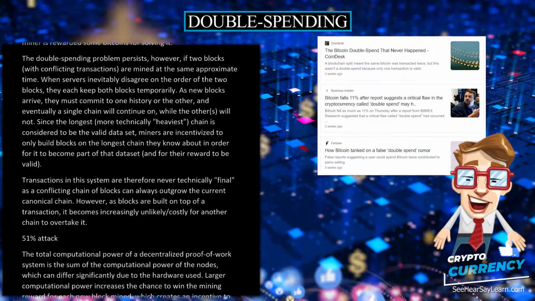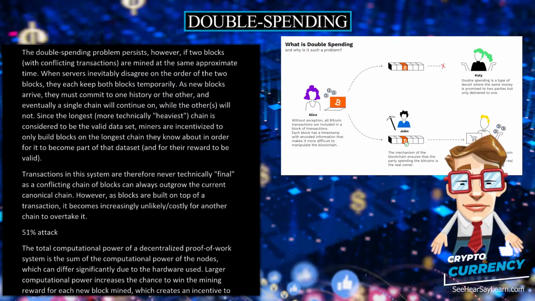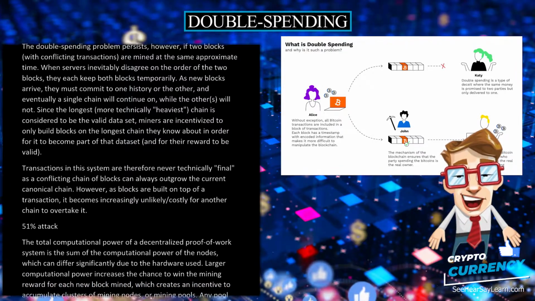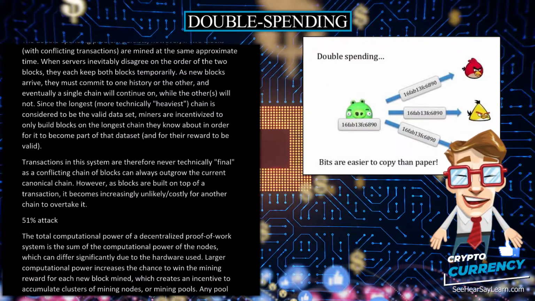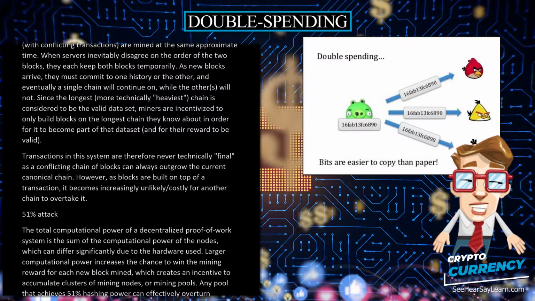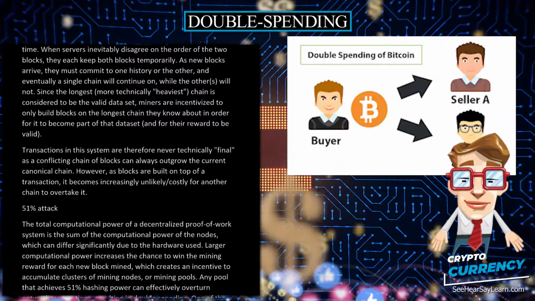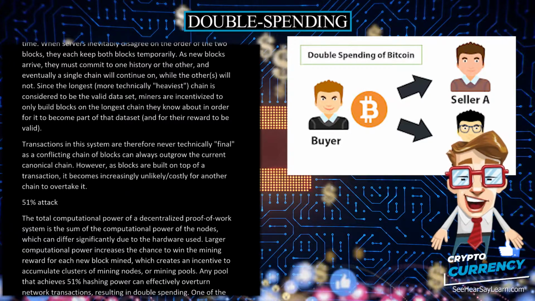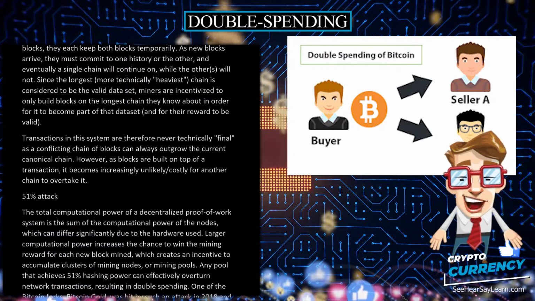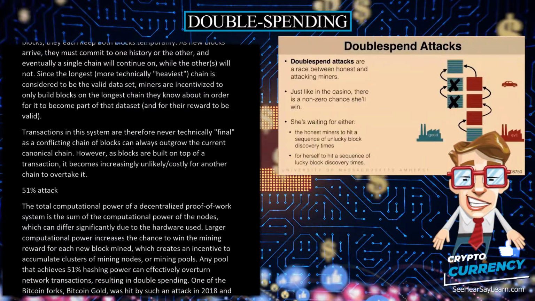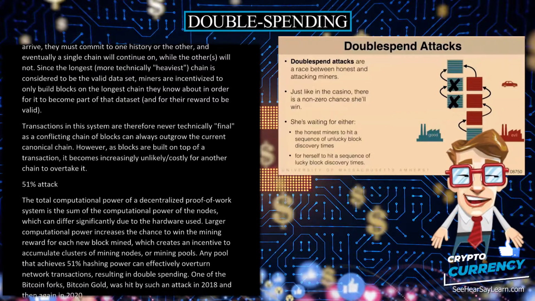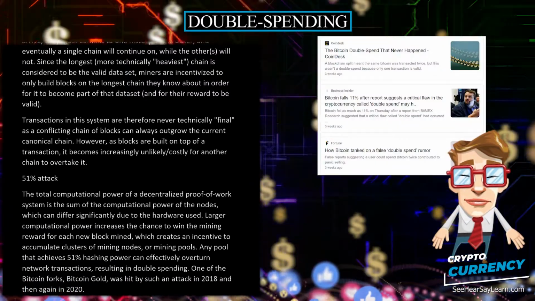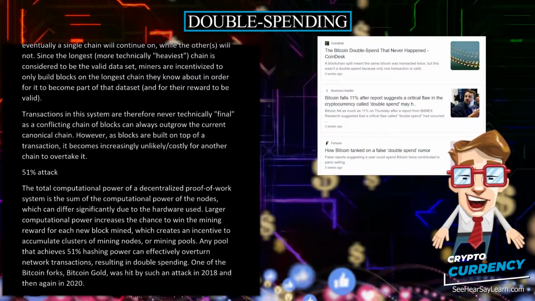Transactions in this system are therefore never technically final, as a conflicting chain of blocks can always outgrow the current canonical chain. However, as blocks are built on top of a transaction, it becomes increasingly unlikely and costly for another chain to overtake it. 51% attack.